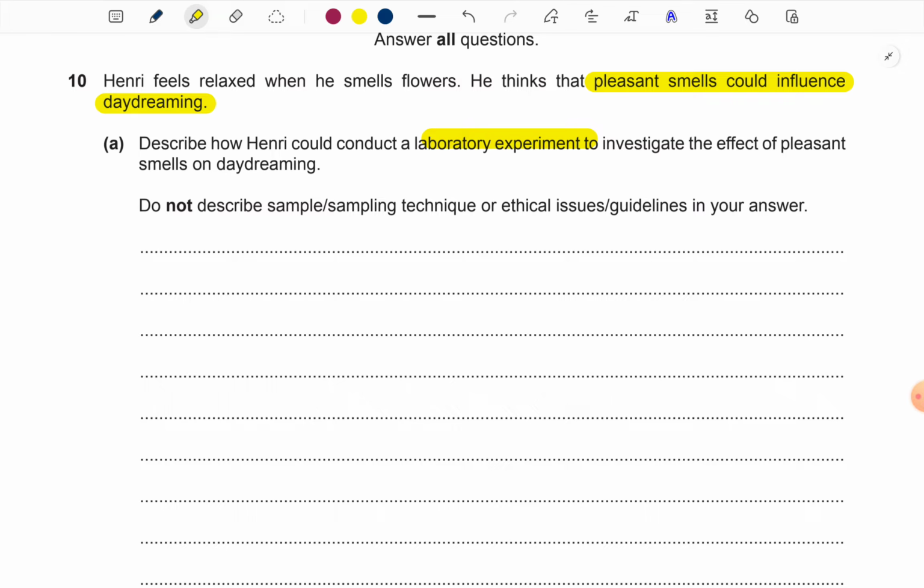They are so kind that in the syllabus they have mentioned that you don't have to do sample and ethics. Still they are reminding us in the question. So definitely you have to respect what is given in the question and do not waste time describing the sample or ethics.